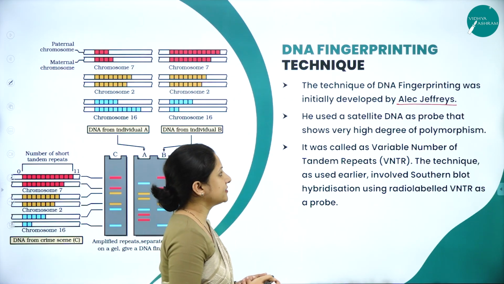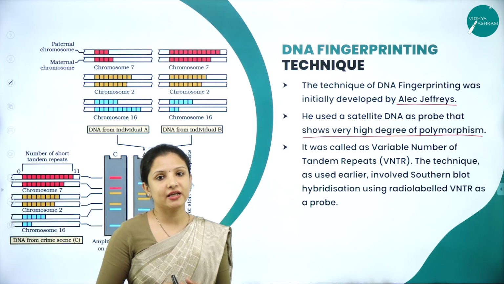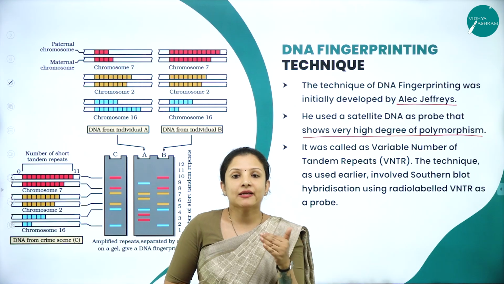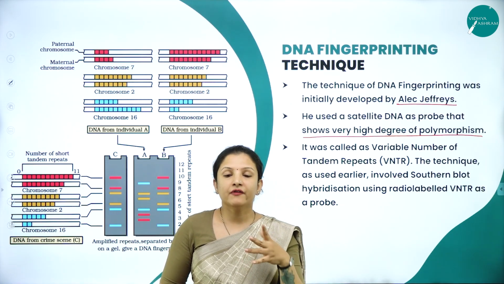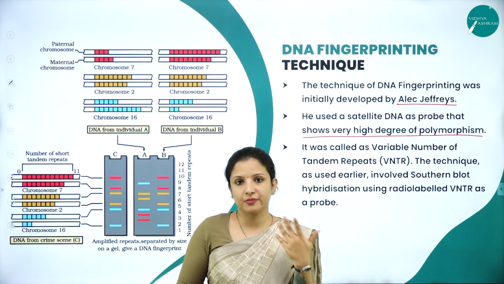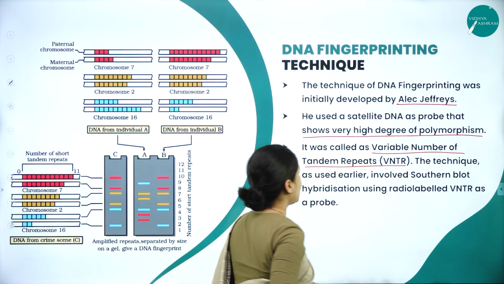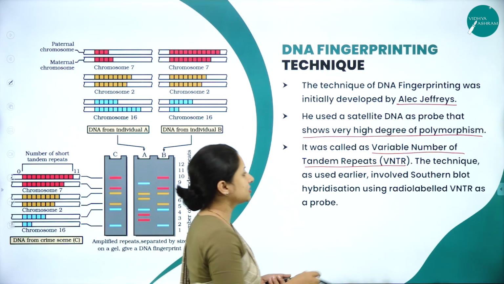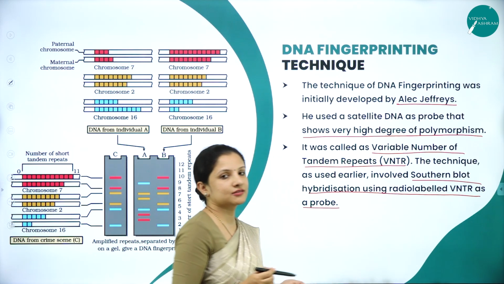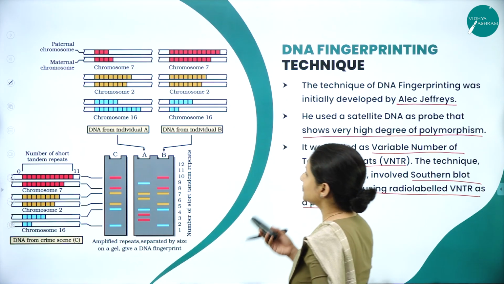They used the satellite DNA as a probe that shows a very high degree of polymorphism, because sometimes polymorphism will not be much. It will be exactly similar to our parents. So, we should not choose such strands for the study. Strands which show a high degree of variability should be used. And it was called variable number of tandem repeats. The technique as used earlier involved southern blot hybridization using a radio labeled VNTR, that is variable number of tandem repeats, as a probe. So, we'll just have a look at this.